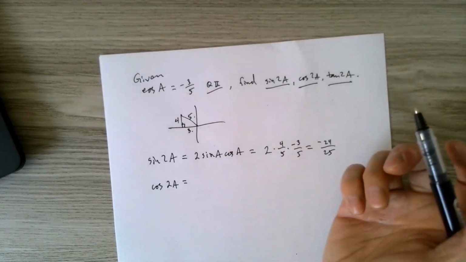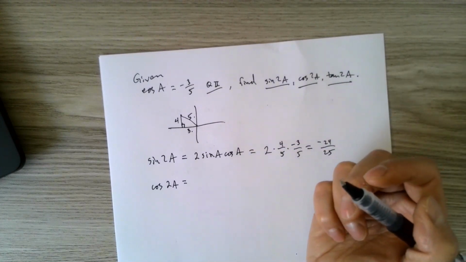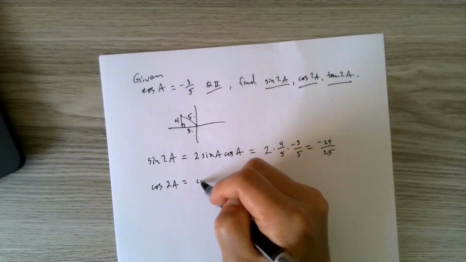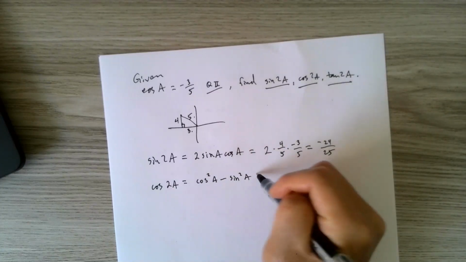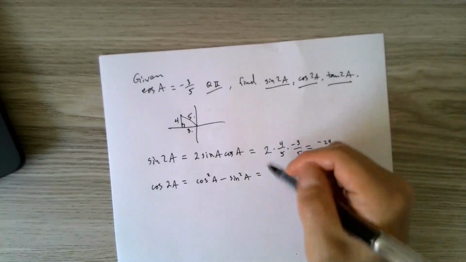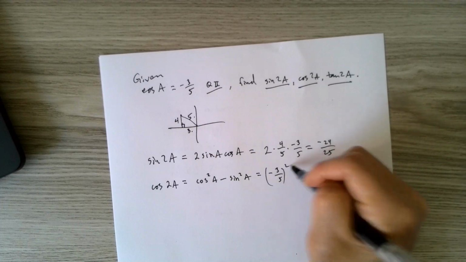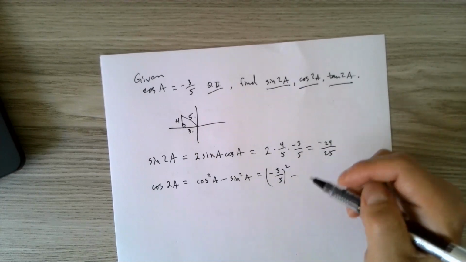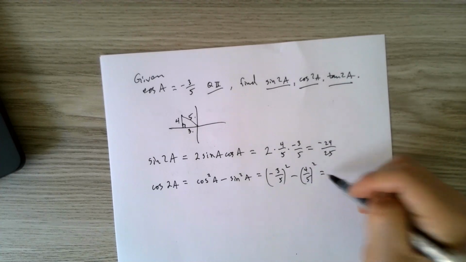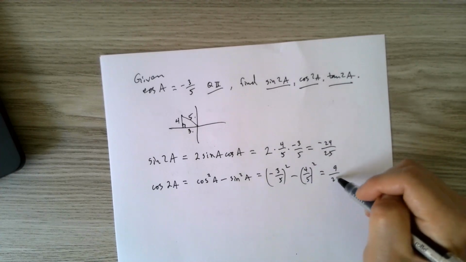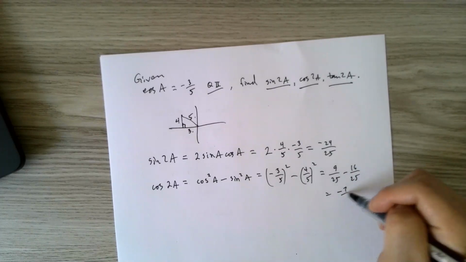Cosine of 2a, that's going to be cosine squared of a minus sine squared of a. So the cosine of a is -3/5, as we know, and I'm going to square that. And then I'm going to also square the sine of a, which is 4/5. So that's 9/25 minus 16/25, or -7 over 25.